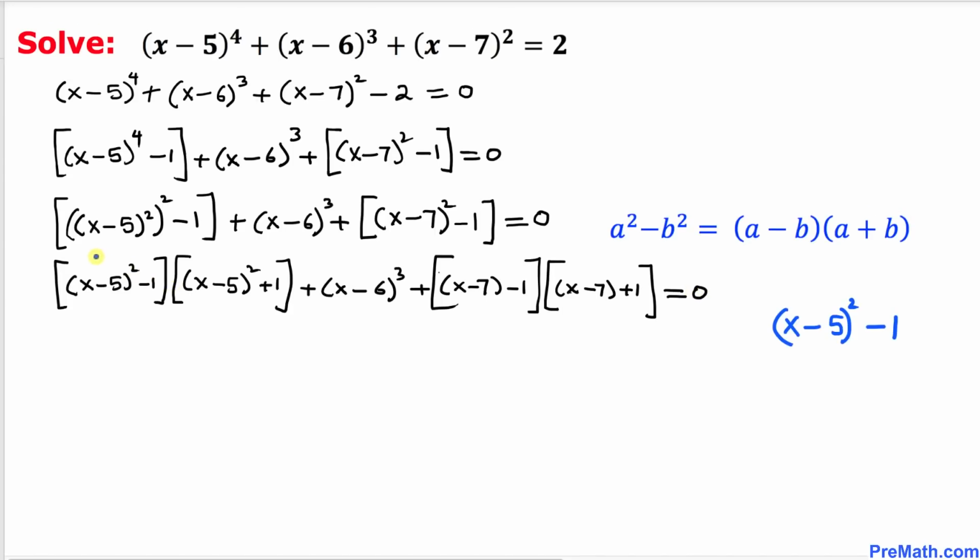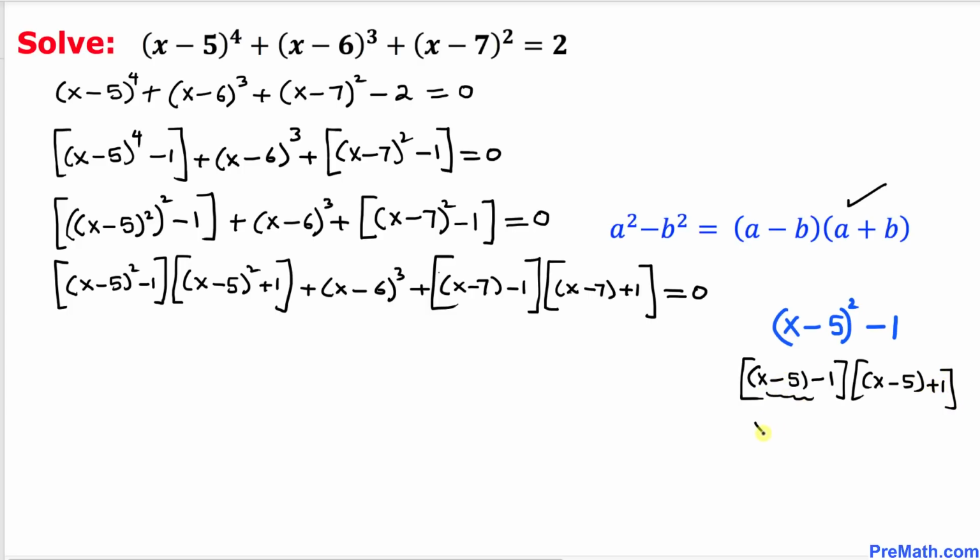And now let's focus on this part inside this bracket. I have just copied it down over here. We can see that this represents the difference of two squares, so we're going to be applying this formula once again. So this could be written as (x − 5 − 1) times (x − 5 + 1). Let's go ahead and simplify this part.